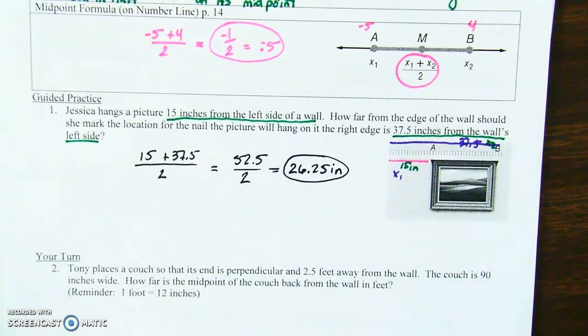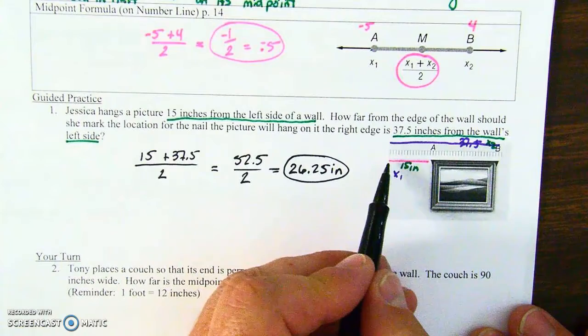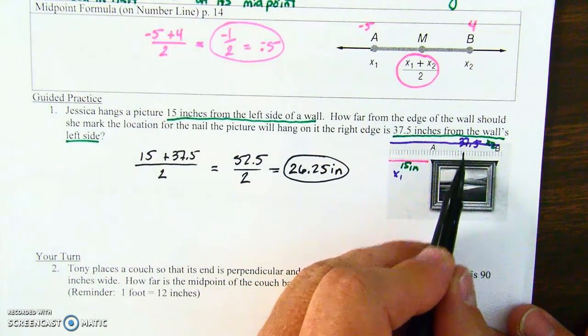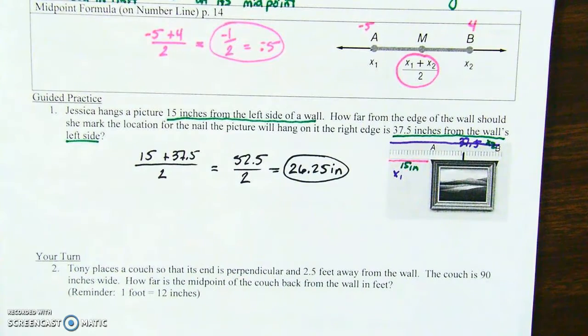So if we take a tape measure, we're going to measure over with the tape measure 26.25 so that we get the center of wherever that place is for that picture to hang, so we hang it nice and even from that part of the wall. Okay, any questions on that part?